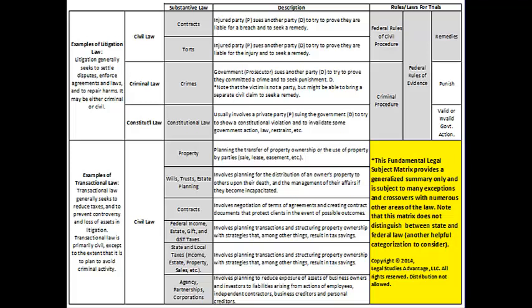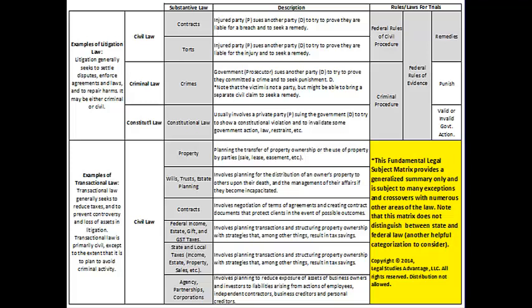Note in this case that the victim of the crime is actually not a party to the case, but might be able to bring a separate civil claim in order to seek a remedy. So the parties in a criminal case are the government, via a prosecutor usually, and the actual defendant who is being accused of committing the crime. Let's move down one row now to look at constitutional law. Usually, a constitutional law case involves a private party, the plaintiff, suing the government to try to show a constitutional violation and to invalidate some kind of government action, some kind of government imposed law, some kind of restraint, and so forth.